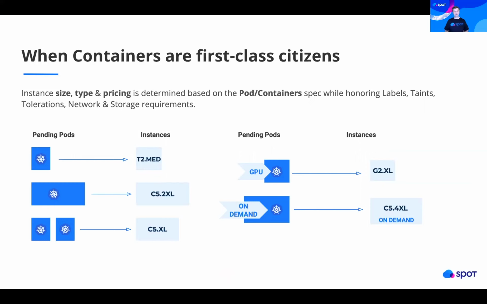We need to change the way that we think. We need to say we deploy pods with specific characteristics, and because of those characteristics, we get the infrastructure that we deserve.